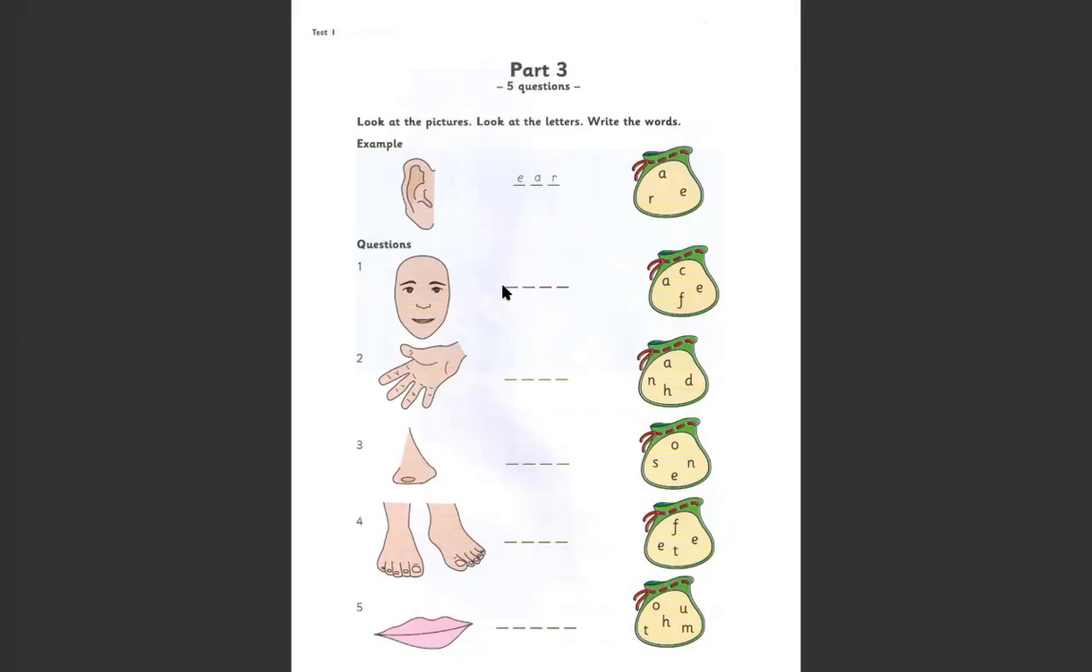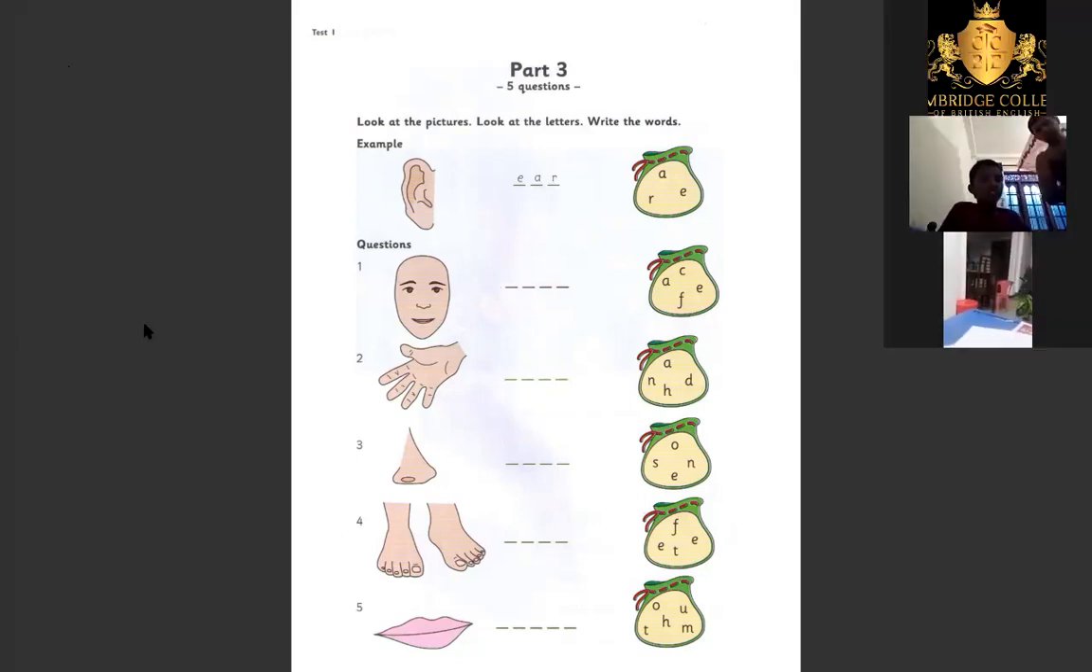Okay, have you all finished? First one is face. Number two, what is it? It's a hand. So you can get the letters from here and write the word hand. Next one, nose. Next one, feet. Last one, mouth.